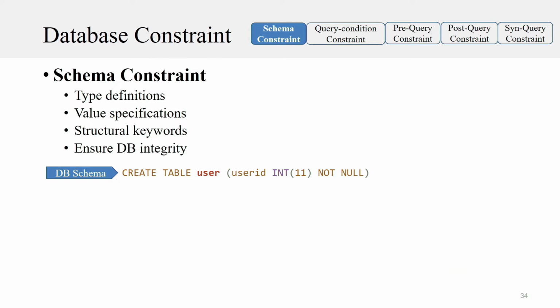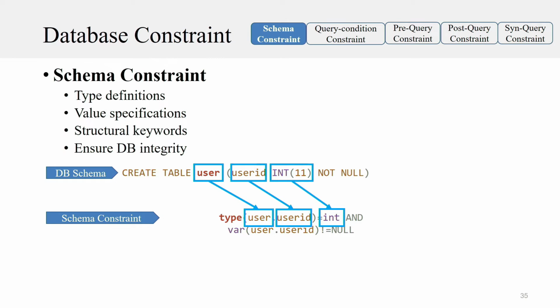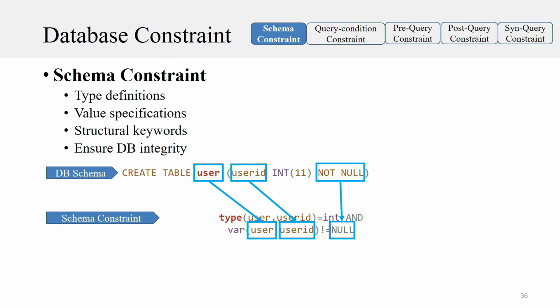So now I will talk about all the database constraints that are introduced by SynthDB. The first type is the database constraint. SynthDB checks the type definition, value definition, and the structural keyword to ensure the database integrity. For example, given this table creation query, SynthDB extracts the first constraint by examining the type definition keyword. Here's an example of SynthDB extracting another constraint from the value specification keyword.